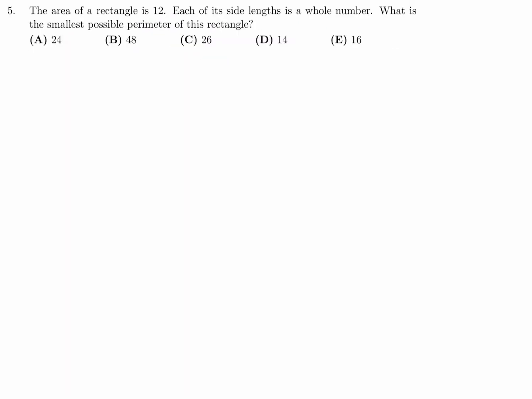The area of a rectangle is 12. Each of its side lengths is a whole number. What is the smallest possible perimeter of this rectangle?